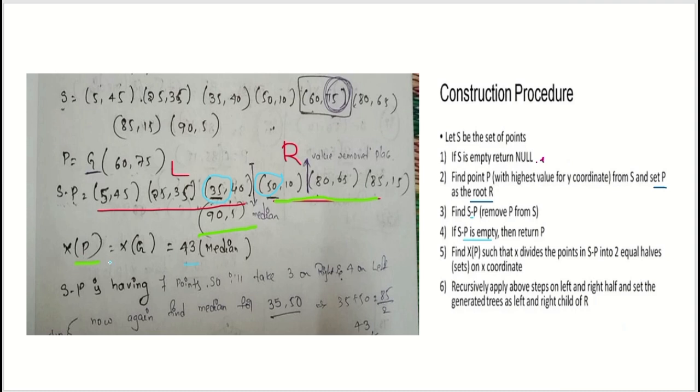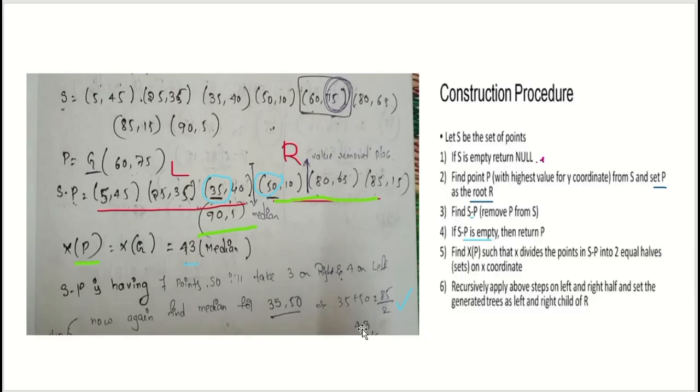So for this X of P, I have simply written it like X of G. G is our root, no? For that, 43 is the median value. See, for understanding I have written here S of P is having 7 points. So I will take 3 on the left side and 4 on the right side. So now again we need to find the median for 35 and 40. If I combine them, simply I will get 85 by 2. For that I have written it as 43.